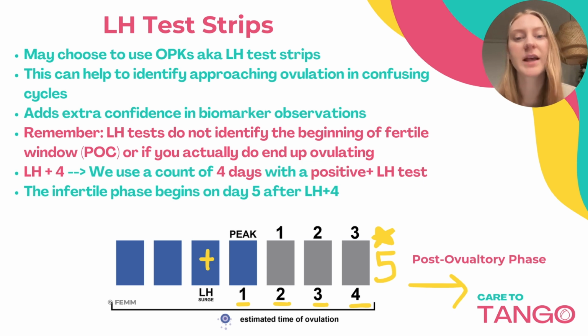Remember to always use a count of 4 days with a positive LH test, and therefore your infertile phase will begin on day 5 after LH plus 4. And let's say that your temperature rose that 6th day after LH. You wouldn't deem yourself in that post-ovulatory phase until you have 3 raised temperatures. On the 4th raised temperature, then you can say you're in your post-ovulatory phase.